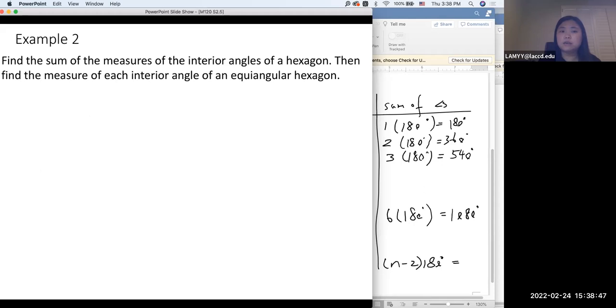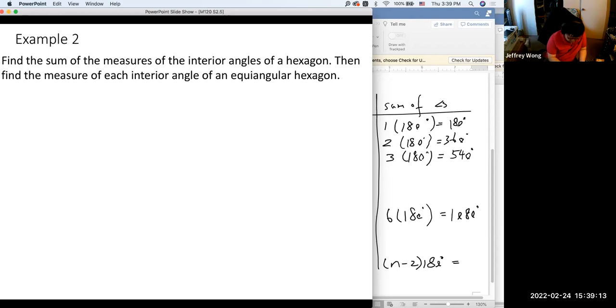Okay, highlight this formula. So the next example, I want you guys to try. Find S, the sum of the measures of the interior angles of a hexagon. So think about it. How many sides do you have for the hexagon? What is n equal to? And then plug back into the formula.